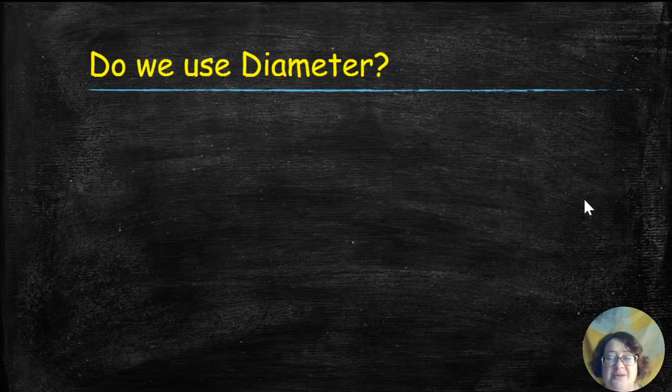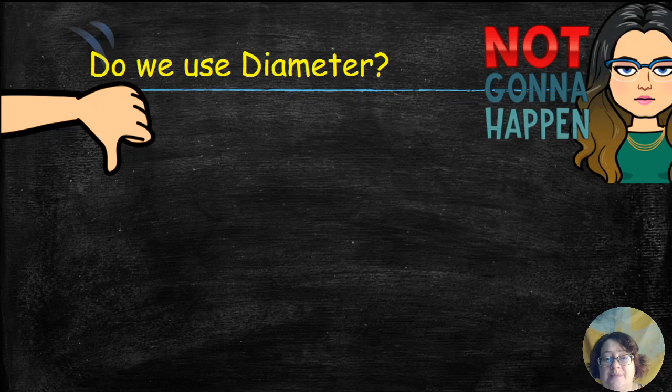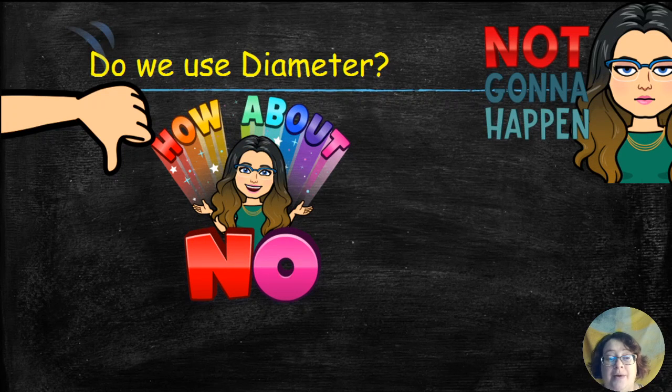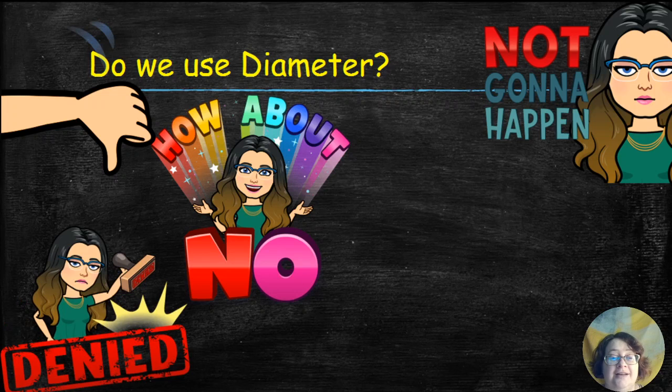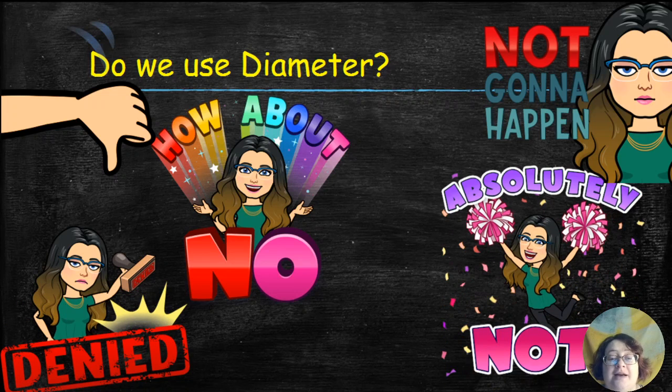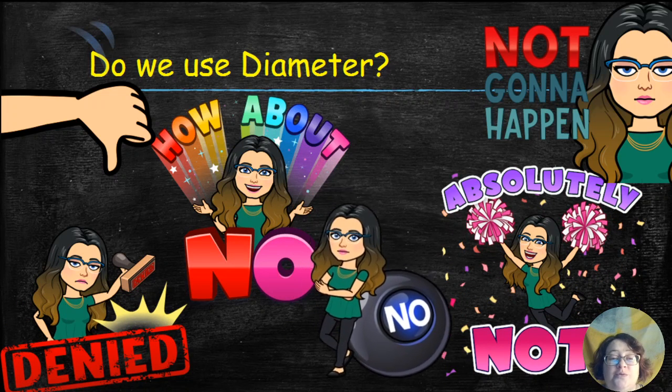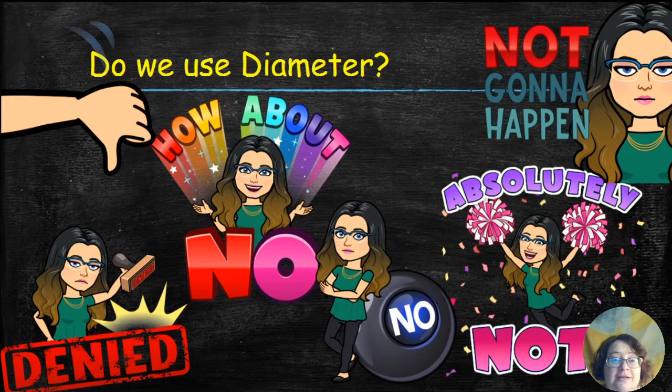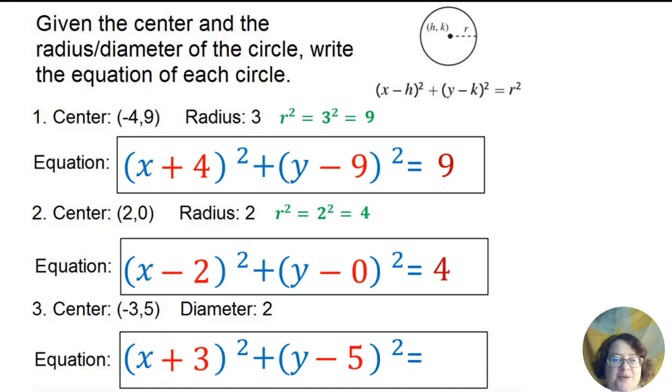So do you think we use diameter? Nope, not gonna happen. How about no? Absolutely not. So we do not ever use diameter. Diameter is our geometry dirty word. So we don't use it.